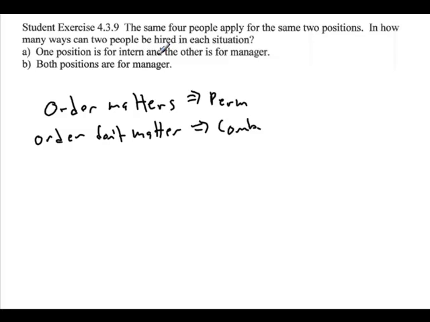I don't know about you, but if I have a choice between intern and manager, I'm assuming I'm going to be hired in the first place, I'd rather get the manager. So order does matter here. So for part A, this would be P4-2, because there's 4 people applying for 2 positions. And before we even work that out, let's just look at the next example.